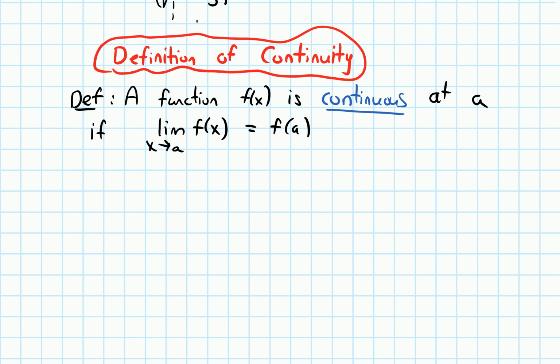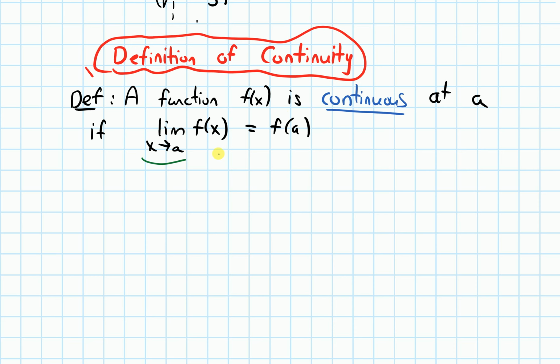In this video, we're going to talk about the definition of continuity. So we say that a function f of x is continuous at a if the limit as x approaches a of f of x equals f of a. In other words, the limit of f of x as x approaches a needs to exist, and moreover, what that limit is needs to be equal to f of a, whatever the y value of the function is when we plug a in for the x.